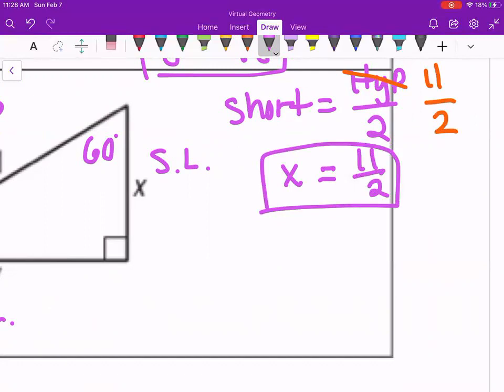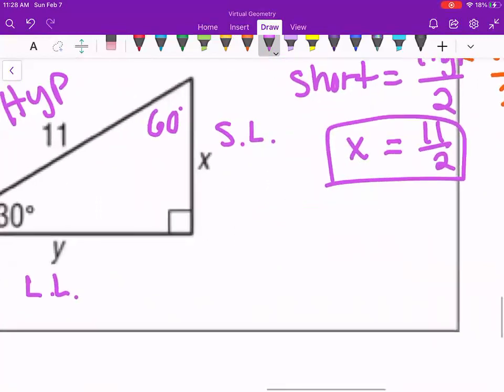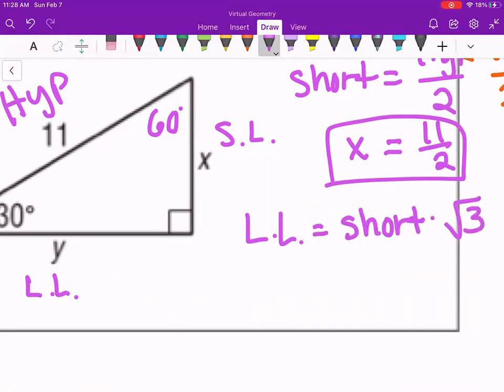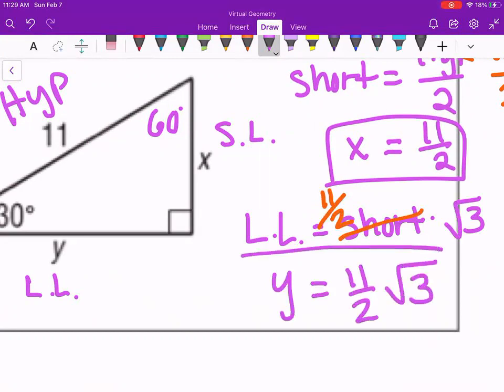I'm leaving it 11 over 2. Now we're going to use that short to get to the long leg, because the long leg is the short times square root 3. Again, my short is 11 over 2. So my y is 11 over 2 square root 3. And that's done. Now, there are sometimes that the value in front of your radical can be a decimal, but again, we're leaving it. We're not taking that number and multiplying by square root 3. We're going to leave it as the value we found.